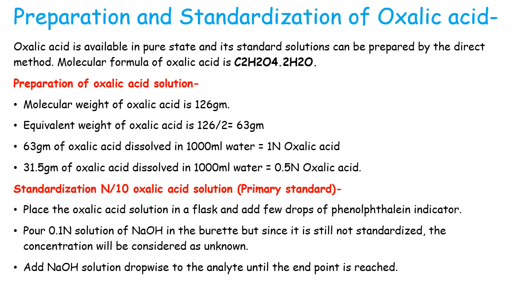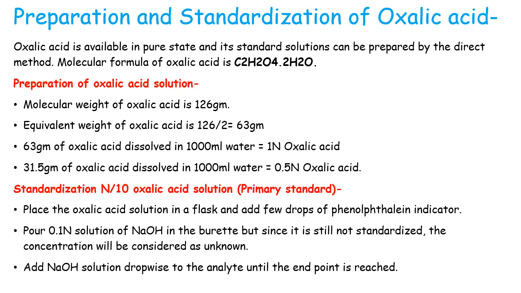Because we are preparing normal solution, for normal solution equivalent weight of compound will be considered. For preparing 0.5 normal oxalic acid solution, 31.5 gram of oxalic acid is dissolved in 1000 ml water. Next is standardization of N by 10 oxalic acid solution.